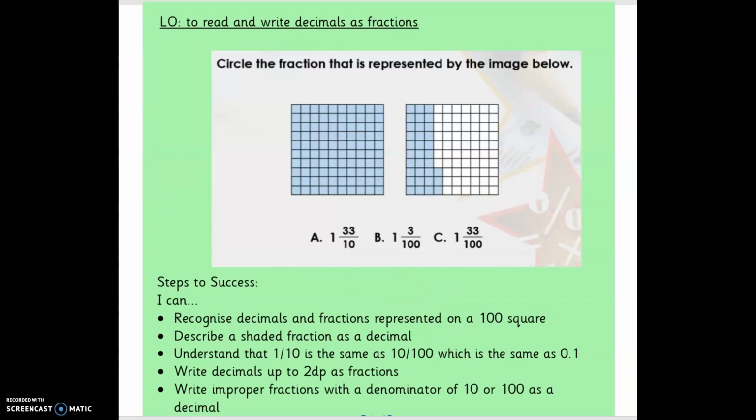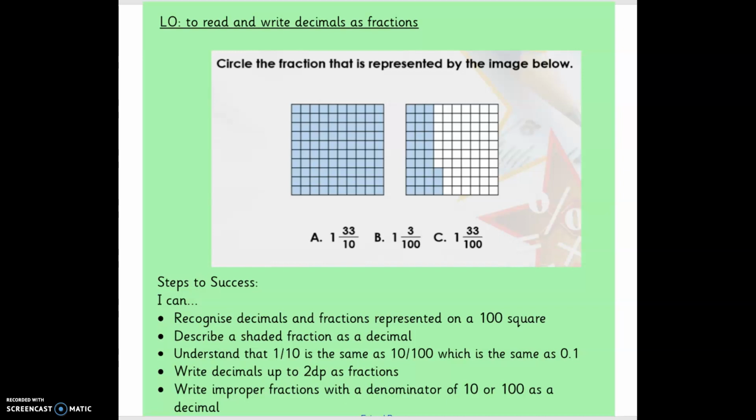Okay? Have a look at the next one. You pause and decide which one it is. Does this show 1 whole and 33 tenths, 1 whole and 3 hundredths, or 1 whole and 33 hundredths? Count how many wholes there are, count how many chunks are left over and coloured in blue on the 100 square. Have a go and come back for the answer.